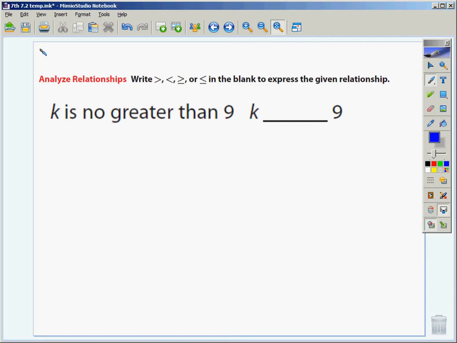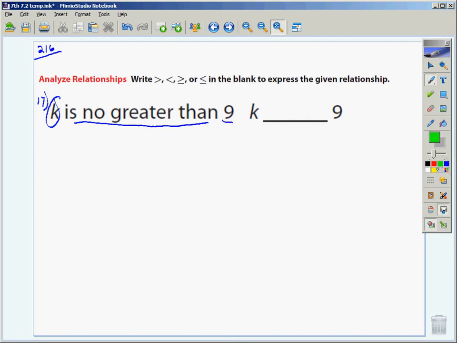I want you to turn to the back, very back, page 216. Turn all the way to the very back. Just flip the whole packet all the way over. Page 216. And I want you to look at number 17. Here they're asking me to analyze the relationship. They want me to write greater than, less than, greater than or equal to, or less than or equal to in this blank. It says K is no greater than 9.